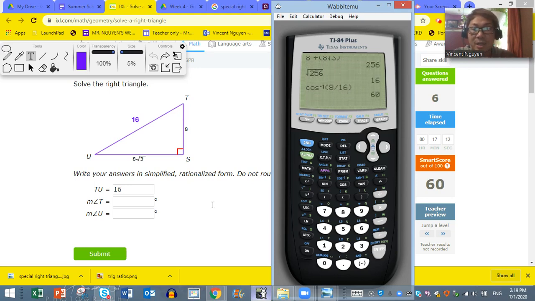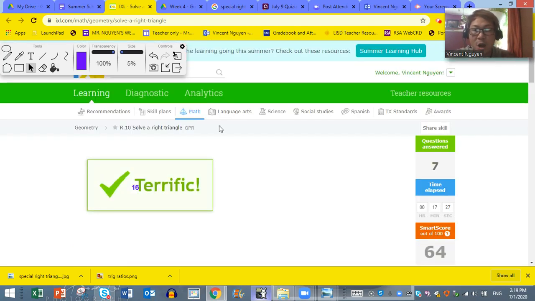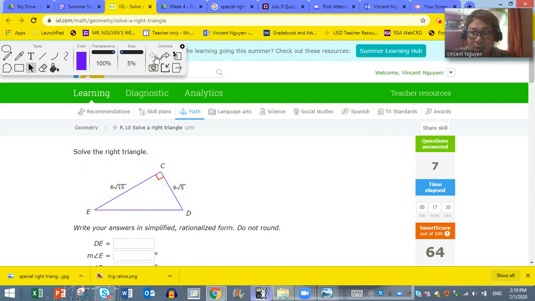Look, it's 60 degrees. See? Angle T is 60 degrees, which means the other angle has to be 30, right? So angle T is 60 degrees. The other angle has to be 30, subtracting it from 90. And there we are. Okay, take that away.